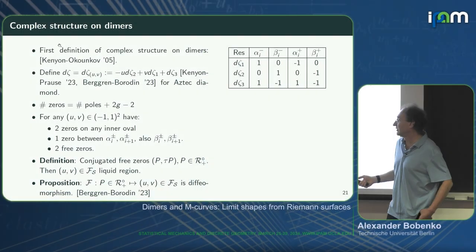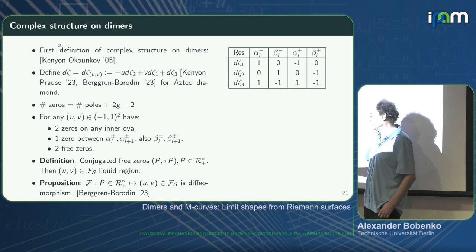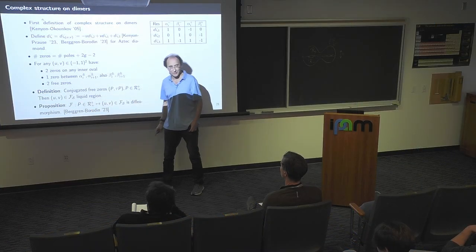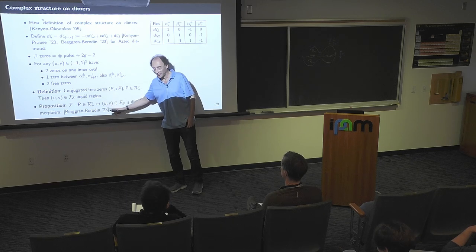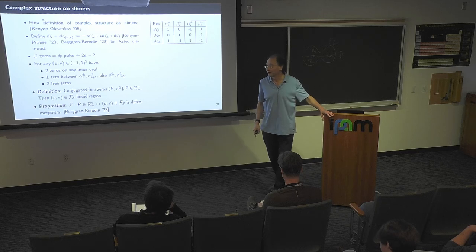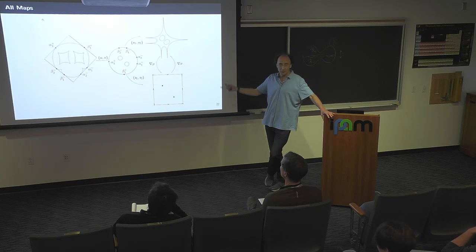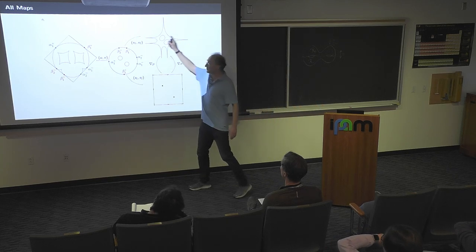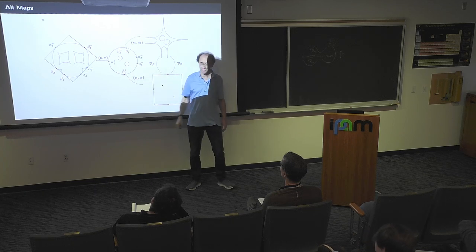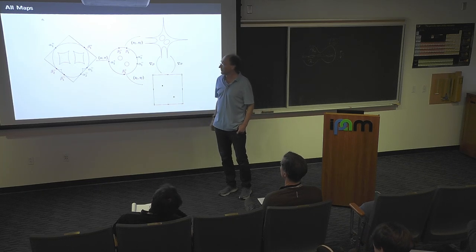And Berggren and Borodin have proven that there is a diffeomorphism. Every point P on R0 corresponds to a point in this Aztec diamond square. So this means that we can extend our picture. We had this picture already before, but now we have one more representation for the same Riemann surface, one more diffeomorphism. This is this map (u,v).